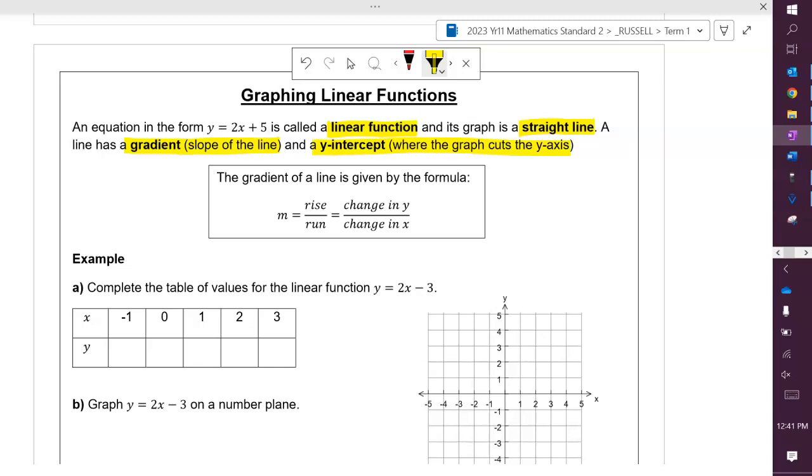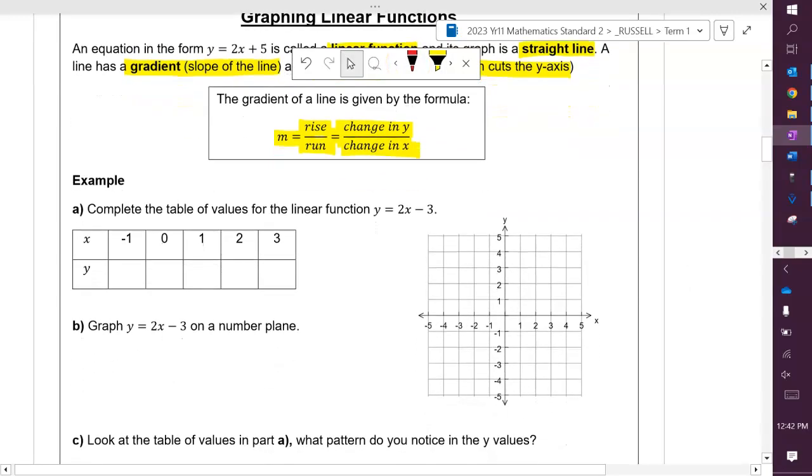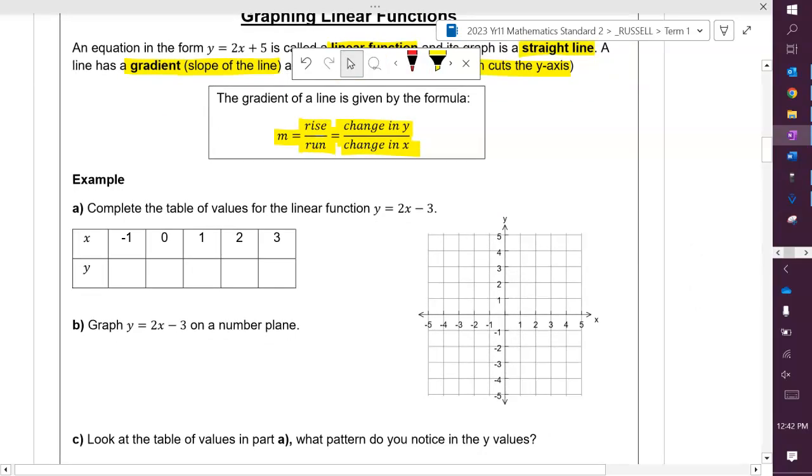To calculate the gradient, we know, and we've seen in the past, that m equals rise over run. We can also say that it's the change in y over the change in x. Now, if we look at this example, we need to complete the table of values for the linear function y equals 2x minus 3. Linear means it's a straight line, and that's what we need to remember.